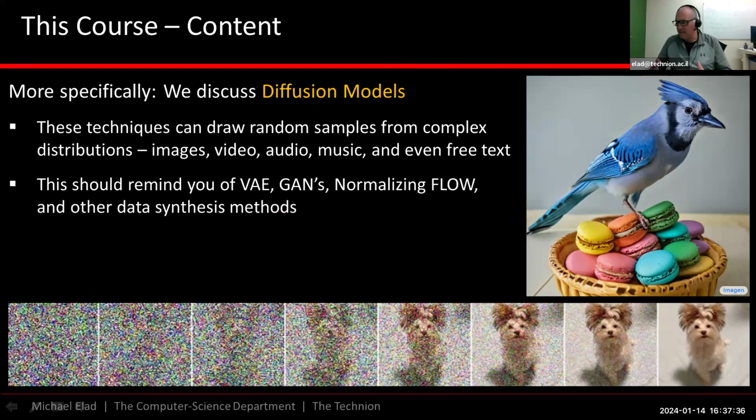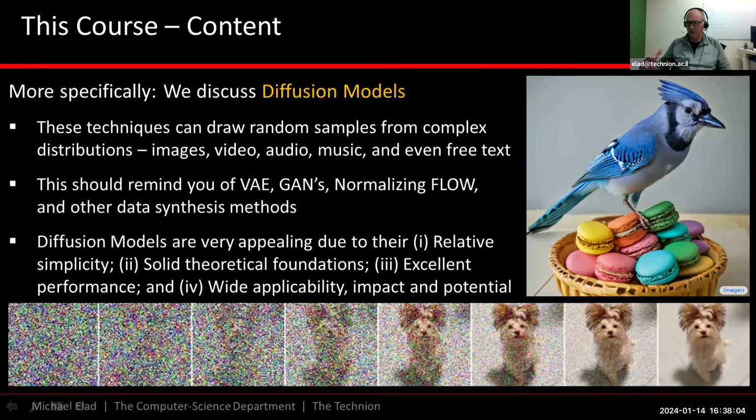The notion of synthesis or hallucination of images should remind you of other tools that are very commonly used in deep learning in recent years: variational autoencoders, GANs, normalizing flows, energy-based methods, etc. And yes, what we will do here is to suggest the next chapter in this sequence of achievements that took place in the past 10 years.